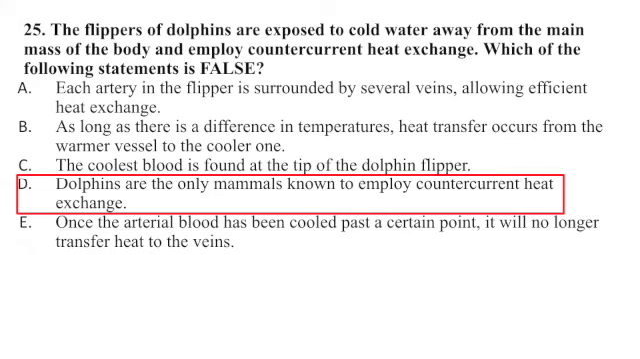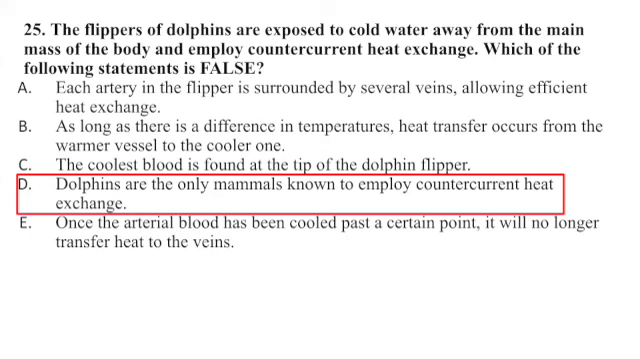So statement A, each artery in the flipper is surrounded by several veins, allowing efficient heat exchange. And that's correct because the arteries, which bring warm blood, are usually surrounded by veins, which are colder. Therefore, some heat from the blood traveling through the arteries is transferred to the venous blood rather than the environment. That's countercurrent heat exchange. B, as long as there is a difference in temperatures, heat transfer occurs from the warmer vessel to the cooler one, right?